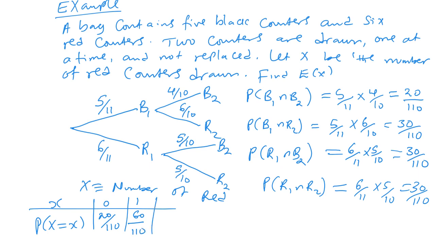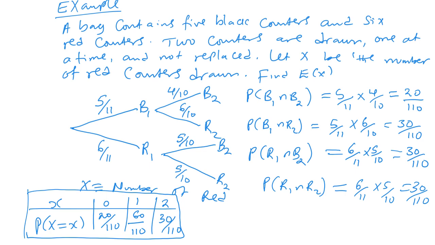Then we have the two red. This is 30 out of 110. If you want, you can reduce these probabilities to 2 over 11, 6 out of 11, and so on, but they are going to add up to 1. So this is a random variable.